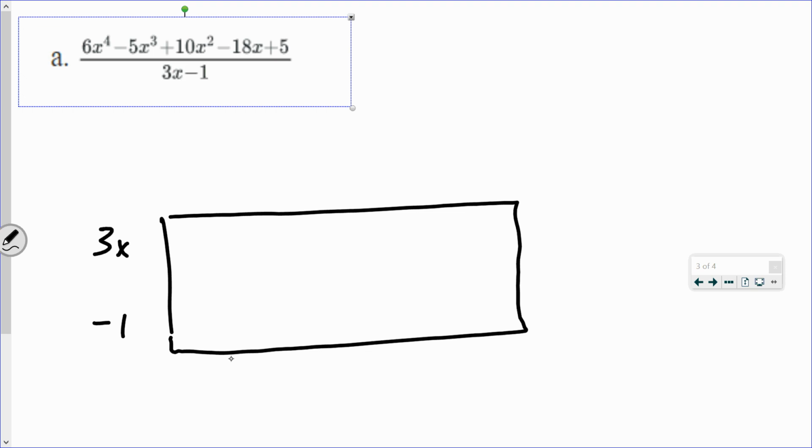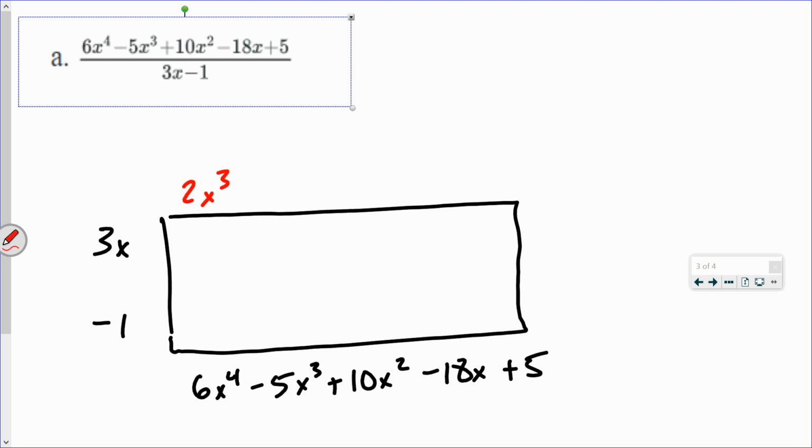I kind of leave the spots open. But I know I'm going to have to get to 6x to the 4th this time, minus 5x cubed plus 10x squared minus 18x plus 5. So again, in the upper left here, I want to be thinking, what do I multiply by to get a 6x to the 4th? I would get 2x cubed, which gets me that 6x to the 4th.